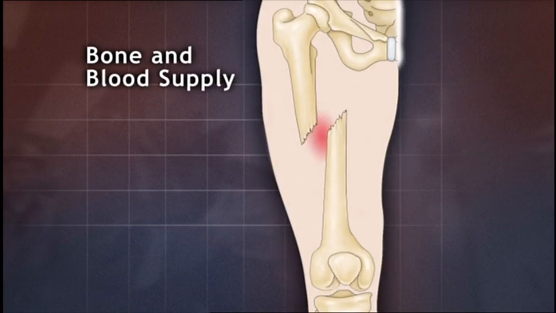All bone has its own blood supply, and when the bone breaks, the vessels will be damaged or completely severed, resulting in blood leaking into surrounding tissue and causing swelling.